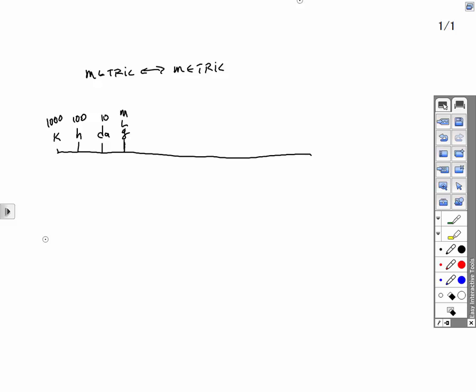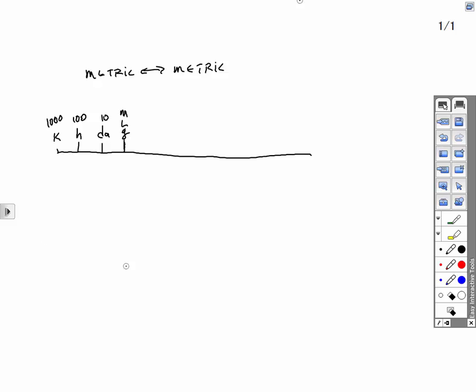So if you want to say kilometer, that's 1,000 meters. If you want to say a hectometer, that's 100 meters. If you want to say a hectoliter, that's 100 liters. If you want to say a hectogram, that would be 100 grams. If you said a decameter, that would be 10 meters. A decaliter, 10 liters, obviously, and decagram, same thing, 10 grams.